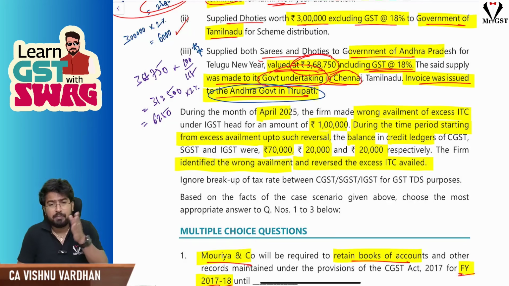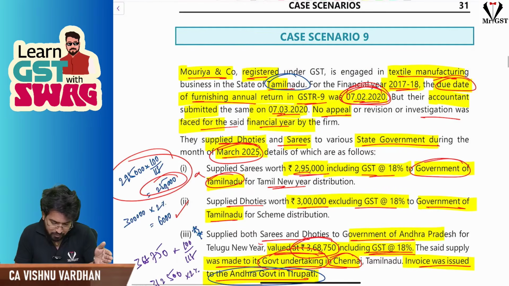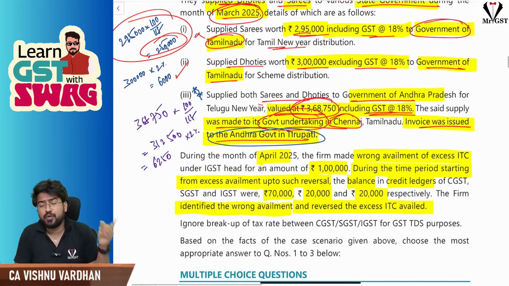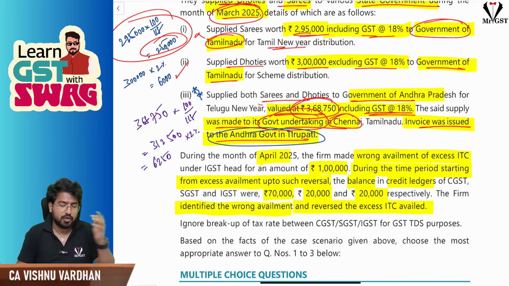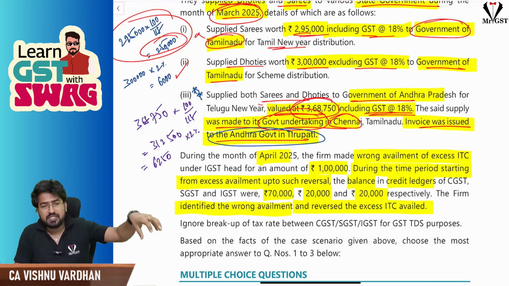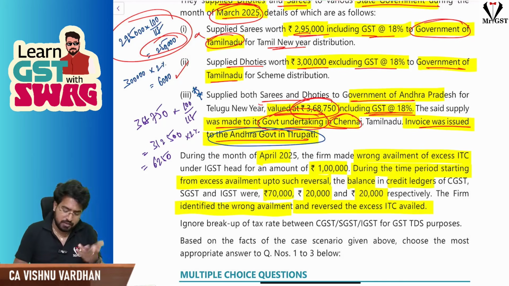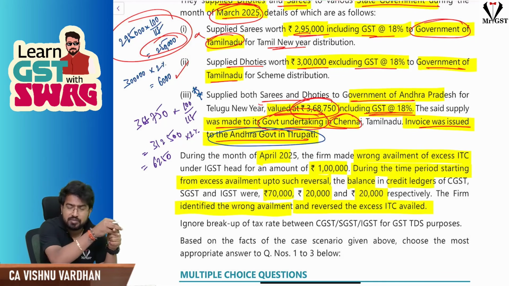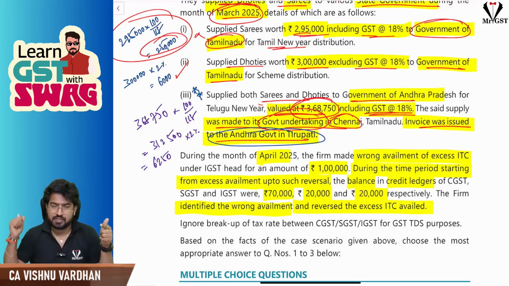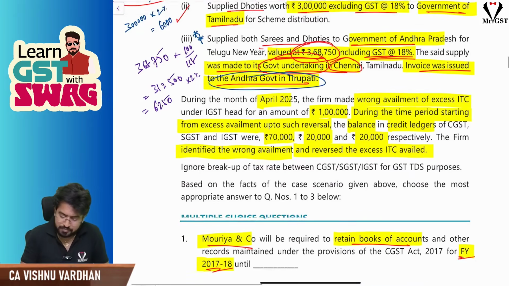This is the bill to ship to model. Billing is done by this Maurya and Co. Billing they are doing to the Andhra Pradesh government. Shipping they are doing to some government undertaking of Tamil Nadu. So bill to Tirupati, Andhra Pradesh, ship to Chennai, Tamil Nadu. So the place of business of the person who gave directions, Tirupati, Andhra Pradesh, will be the place of supply. Location of supplier, Tamil Nadu, and place of supply are in different states. So obviously TDS will come into picture. TDS will not come into picture only when location of supplier and place of supply are in the same state and the recipient is from a different state. Here location of supplier is Tamil Nadu, place of supply is Andhra Pradesh. So TDS will come into picture.